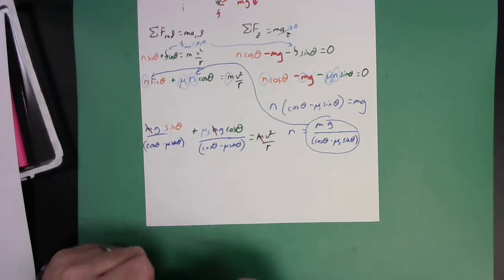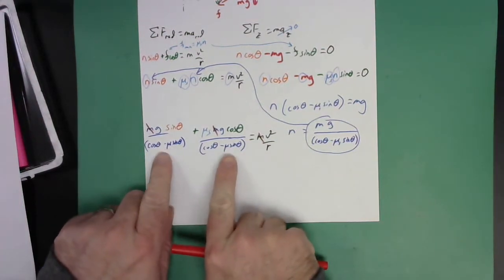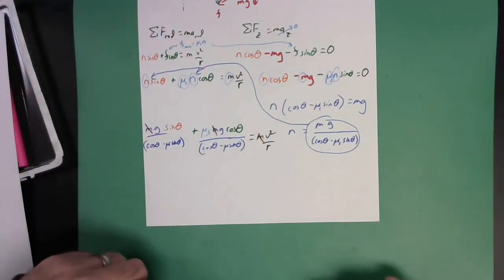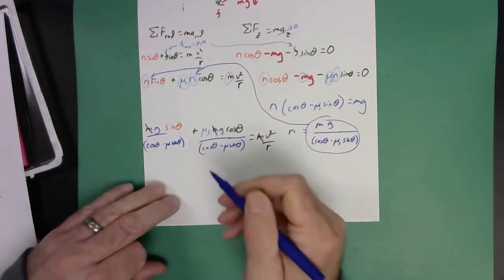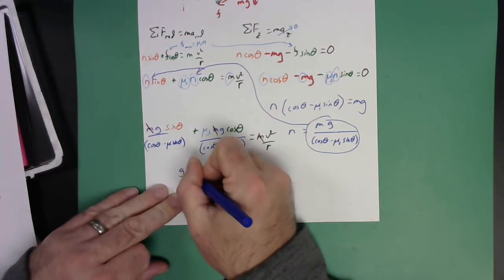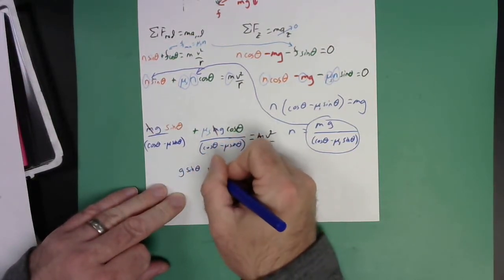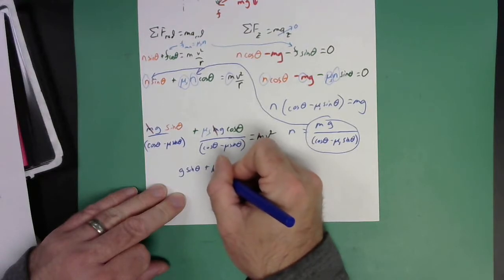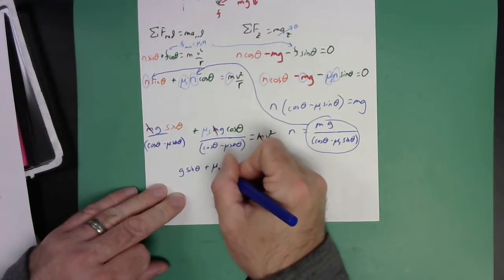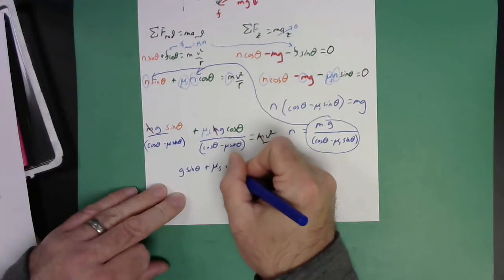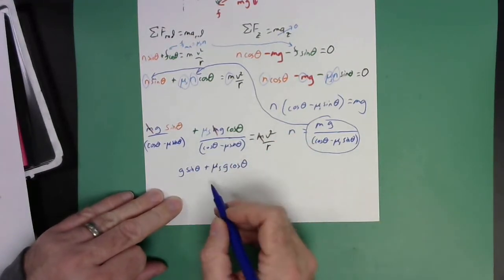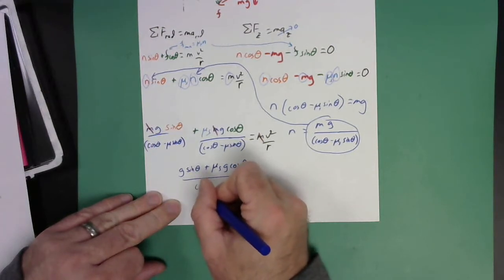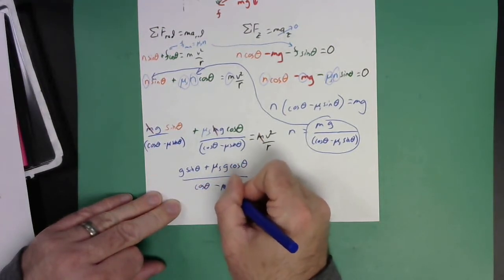Okay, so I also notice now these two terms on this side have the same denominator. So I could make my life easier by combining those terms. I'm going to have g sine theta plus mu g cosine theta, over that common denominator of cosine theta minus mu sine theta. Oh, that's ugly.